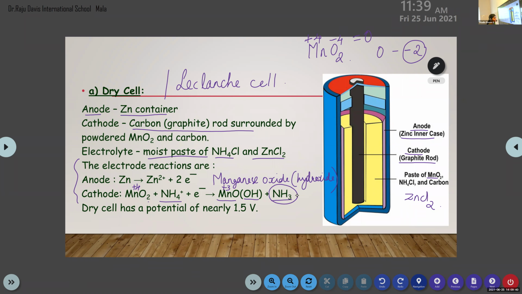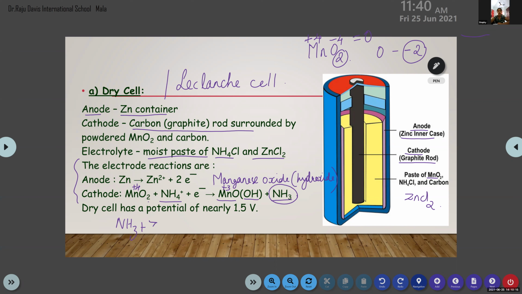This ammonia, it will react with... The oxidation state of oxygen is -2. Yes, dear, the oxidation state of oxygen is -2. So -2 into 2, only 2, then it becomes -4. Then here +4. Clear?